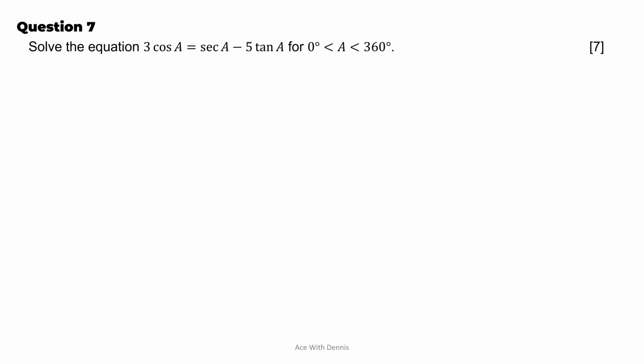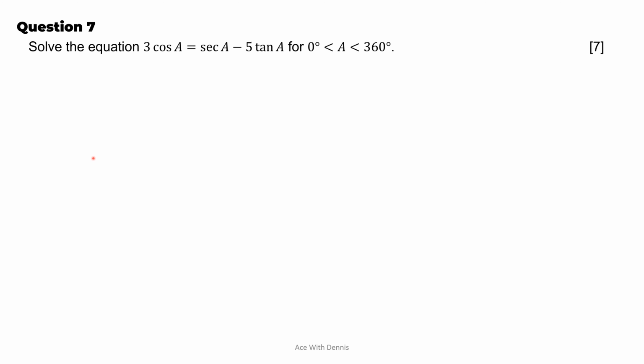Question 7. Solve the equation 3 cosine A equals secant A minus 5 tangent A for the range of A greater than 0 degrees and less than 360 degrees. 7 marks.